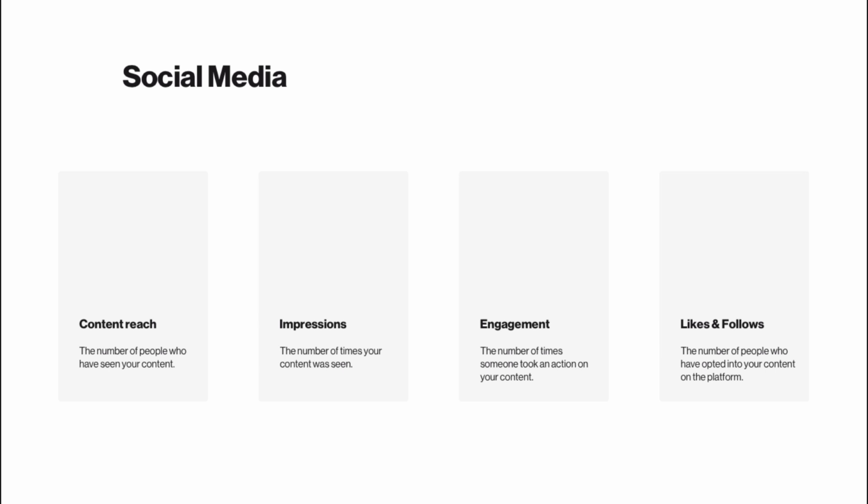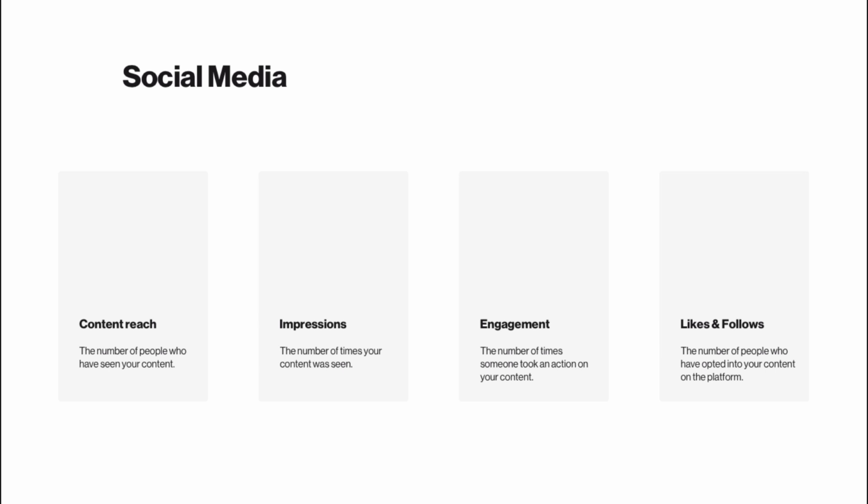The following are some of the most important metrics to track on social media. Content reach represents the number of people who have seen a particular piece of content, such as a post on Instagram or Facebook. Impressions represents the number of times a particular piece of content has been seen. This includes multiple viewings by the same people. Engagement represents the number of times a person has interacted with your content on social media. For example, liking or sharing a post.